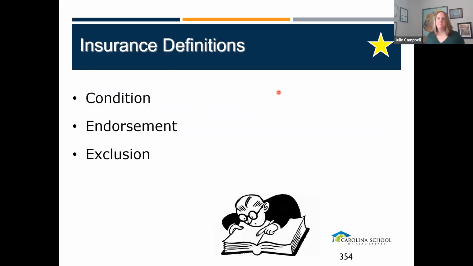Defining some more words. A condition is a limitation on coverage. An example of a condition might be vacant properties that I'm getting ready to talk about in just a second. It's a limitation on the coverage. An endorsement is a policy for something not normally covered. Think about something rare or valuable, an antique. Grandma's jewelry. You may get an endorsement to make sure your antique is covered should something happen.